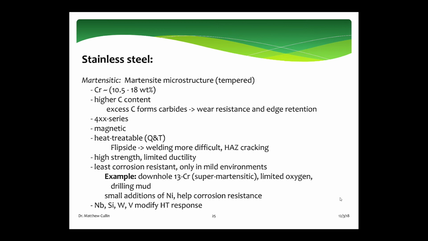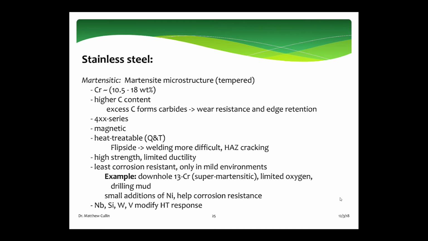Generally, we're trading strength for corrosion resistance. So we're giving up a little of our corrosion resistance, or a significant amount of our corrosion resistance, as compared to the austenitic stainless steels, in exchange for a higher yield strength, higher hardness, and better wear resistance and edge retention. These martensitic stainless steels are also 400 series, so both ferritic and martensitic stainless steels fall into the 400 series. They are magnetic. They're heat treatable.